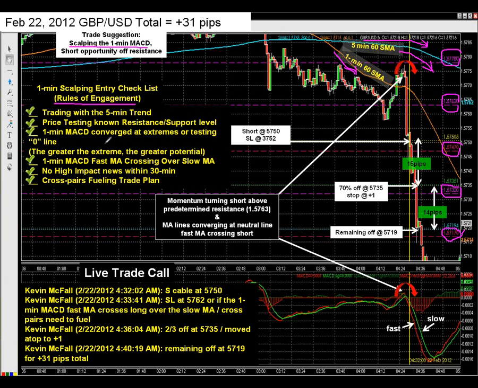And is the 1 minute MACD converged at extremes or testing the zero line? Well, here's our zero line right here. There's the red. You can see the MACD lines came up from the bottom to test the zero line.